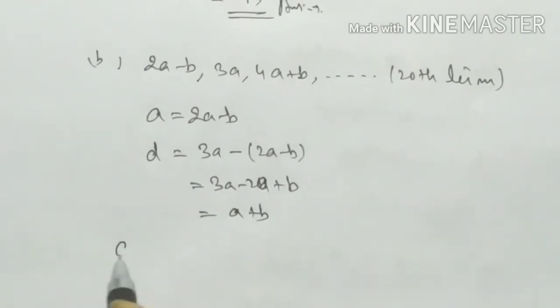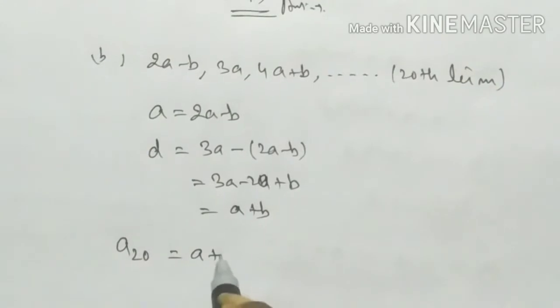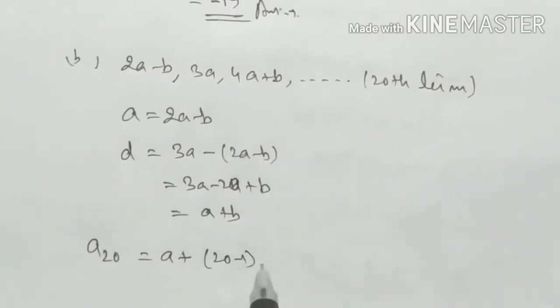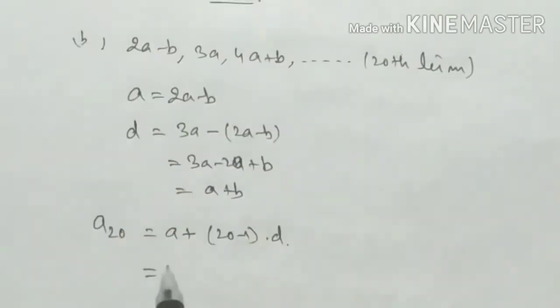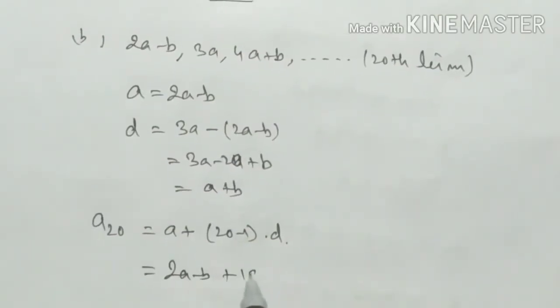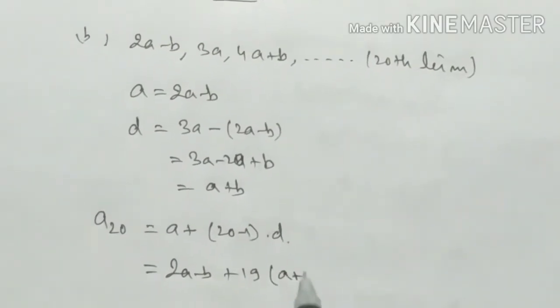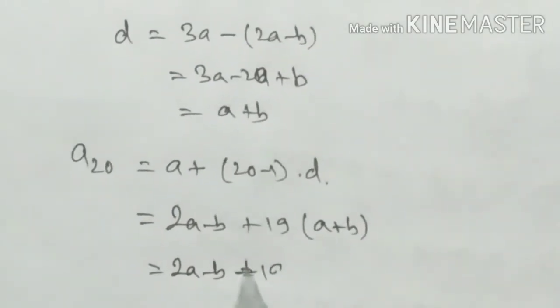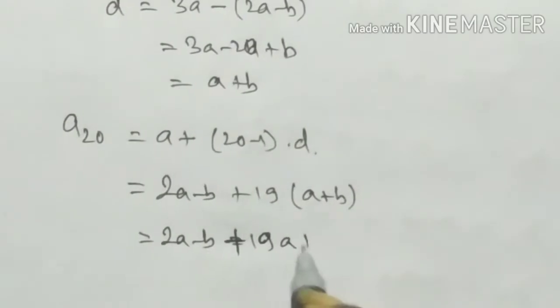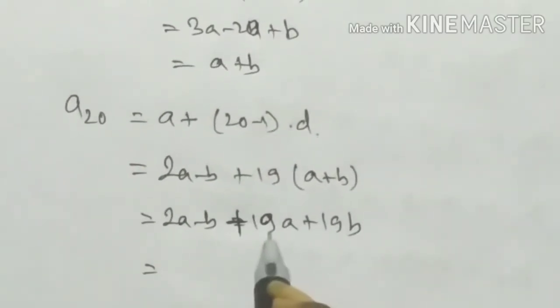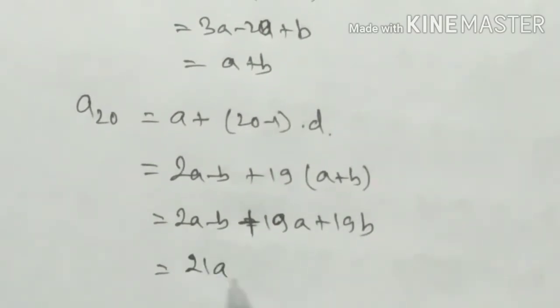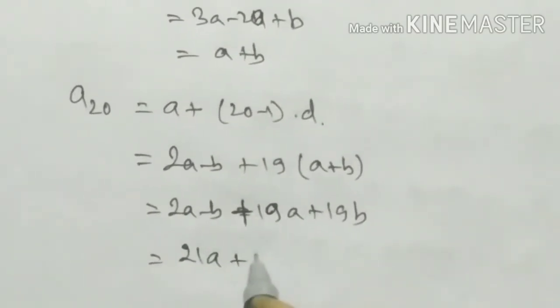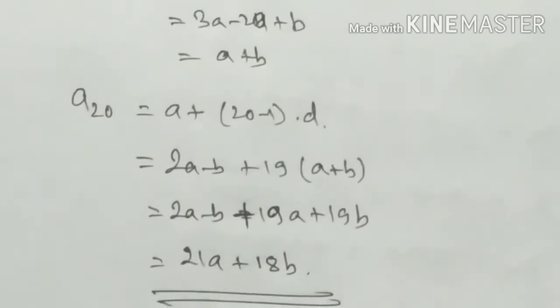I have to find the 28th term, a_28, which is equal to a plus (28 minus 1) into d. The first term is 2a minus b plus 27, and your d is a plus b. So 2a minus b plus 27a plus 27b, which comes to be 29a plus 26b. This is your answer.